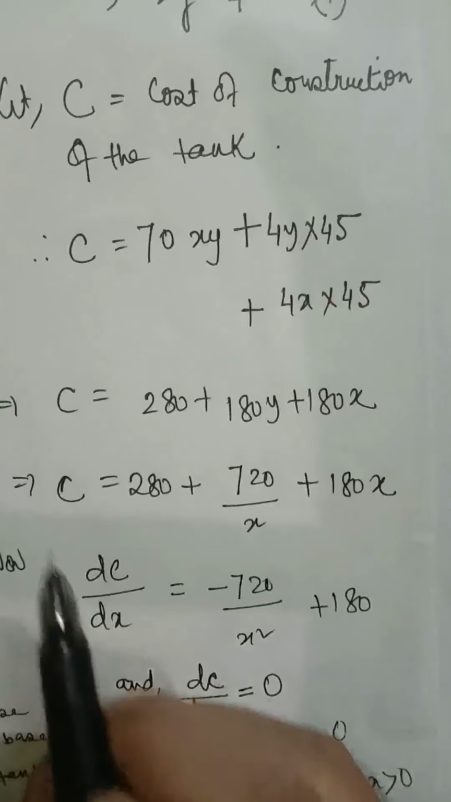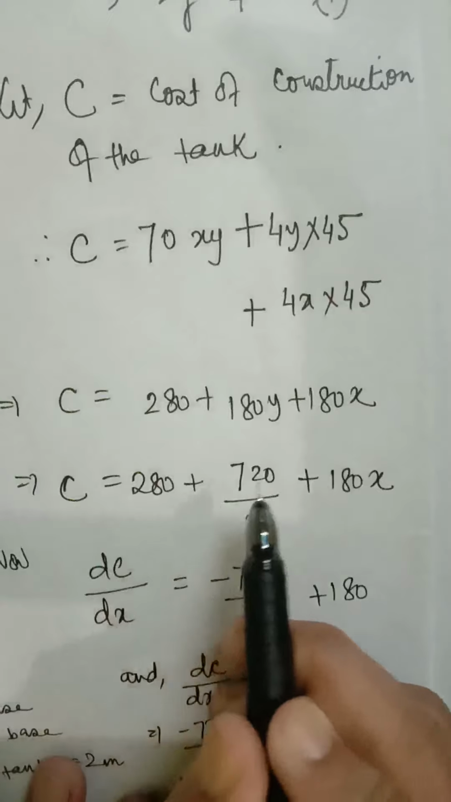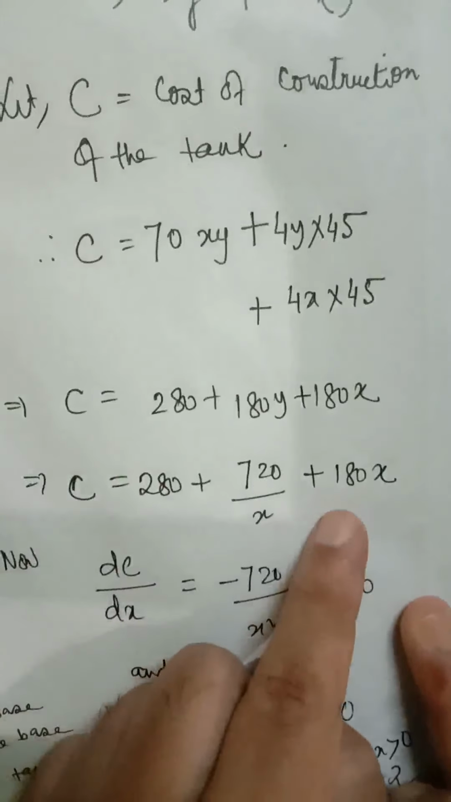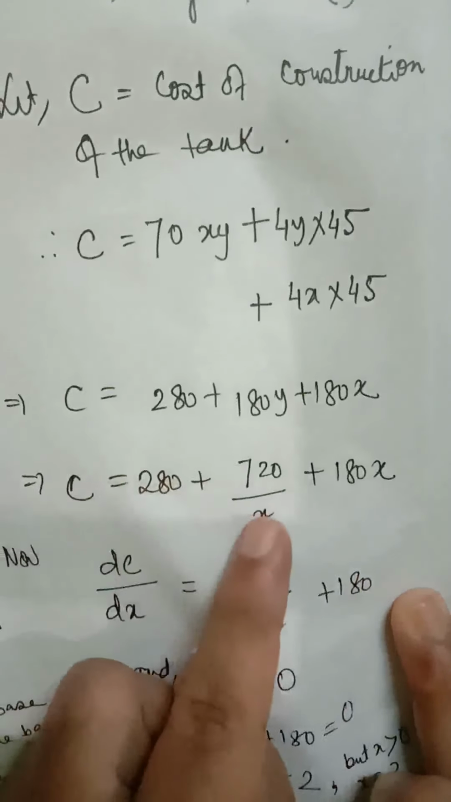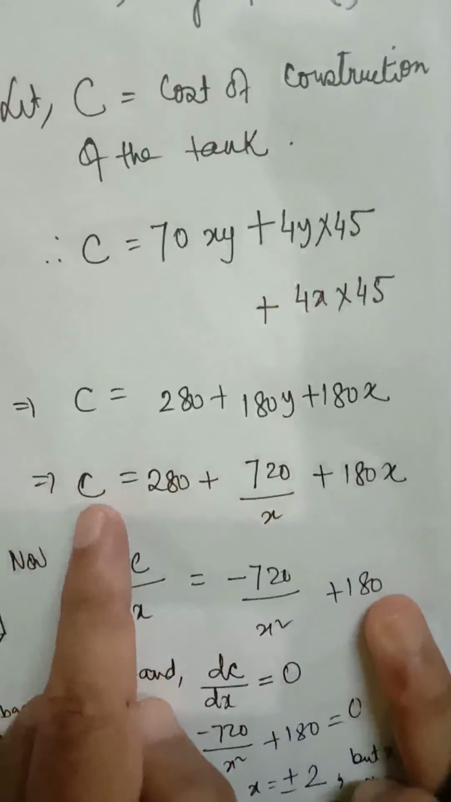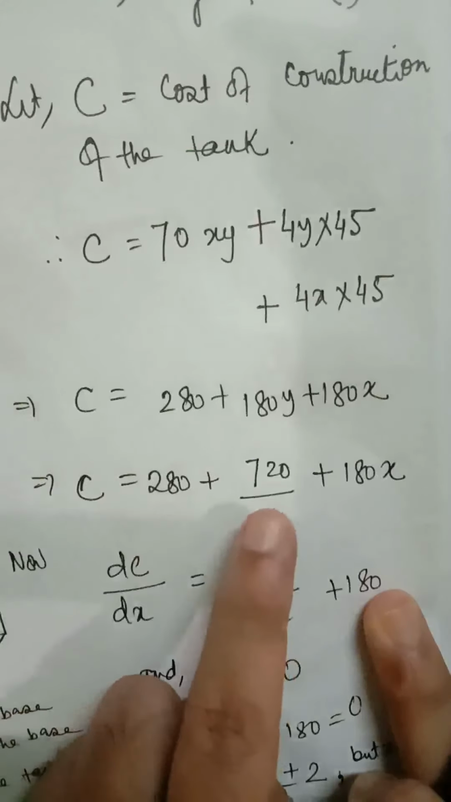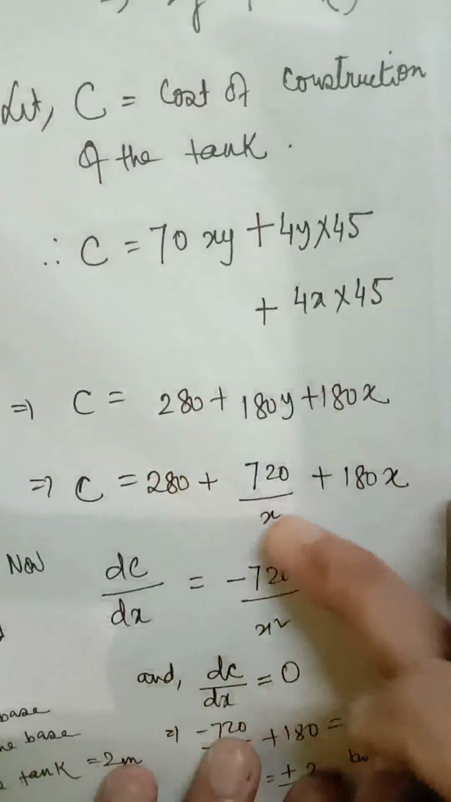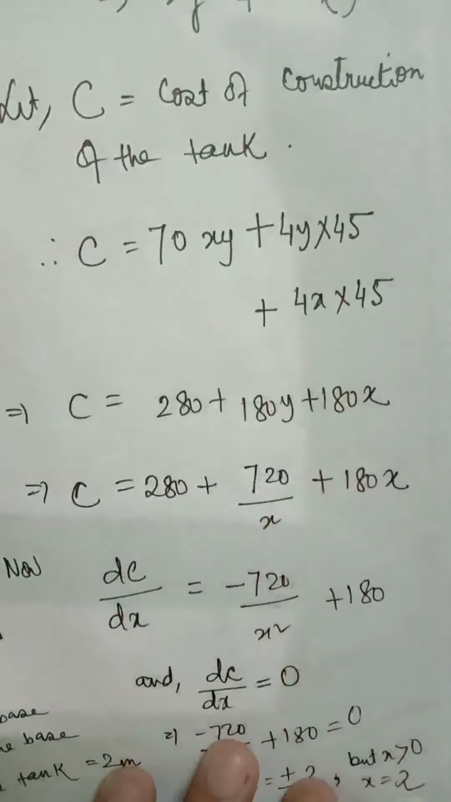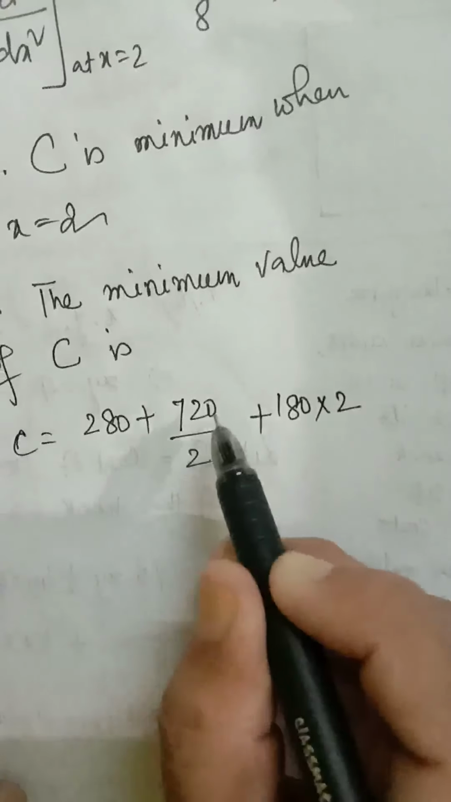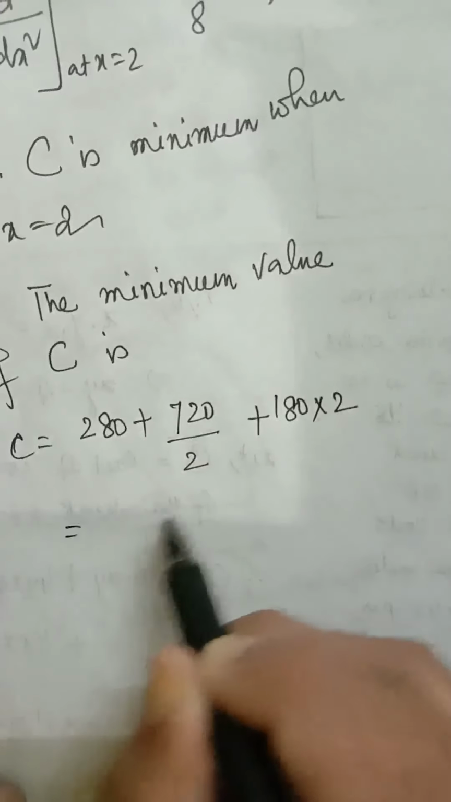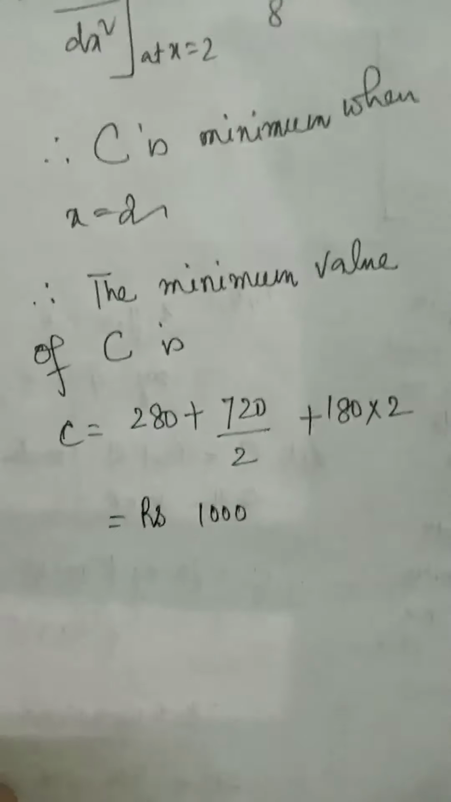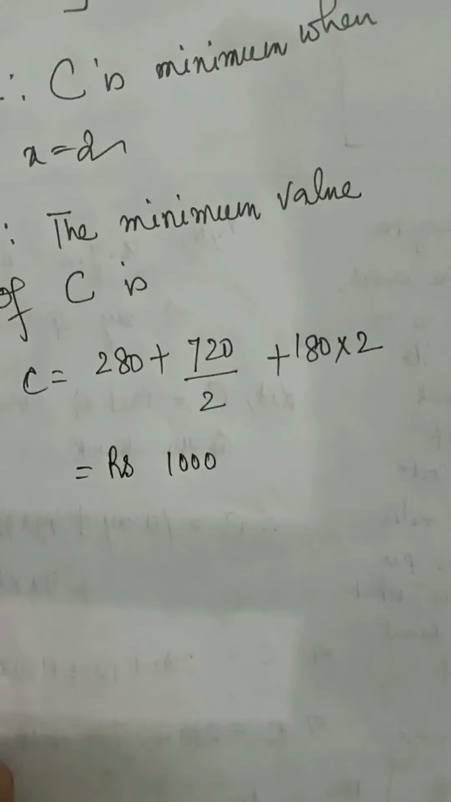Now C equal to 280 plus 720 by x plus 120x. This is the value of C in terms of x only. Before differentiating, we express C in terms of one variable. Now we have seen C is the minimum when x equal to 2. So putting x equal to 2 in this relation, we will get the minimum value of C. C equal to 280 plus 720 by 2 plus 180 by 2 equal to 1000. So this is the minimum cost of construction of the tank, rupees 1000.